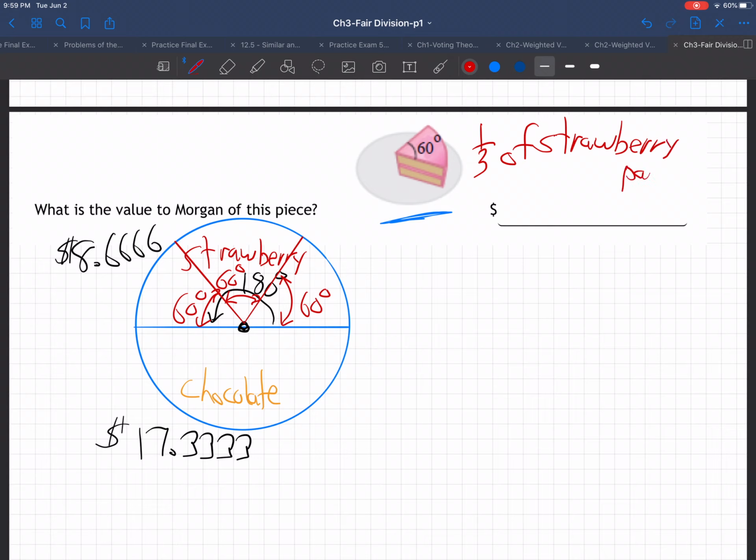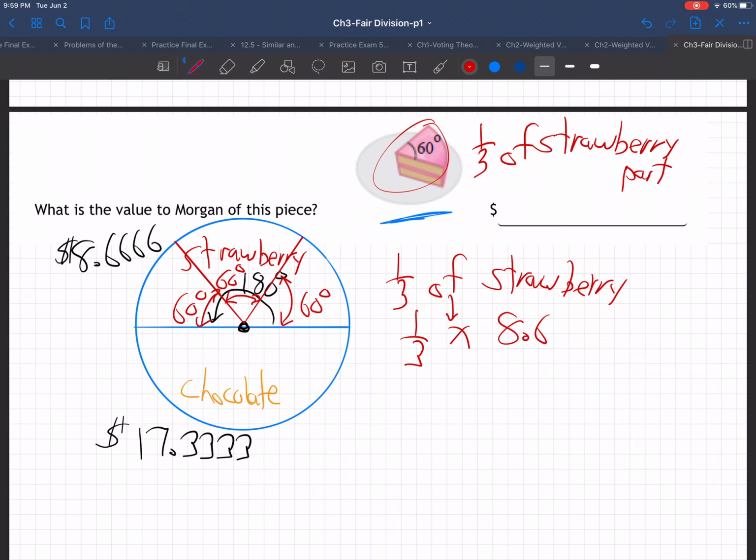Do you see that? Because the strawberry part is halfway around, it's 180, so that's 60, 60, 60. That 60-degree piece is basically 1/3 of the strawberry part. This is what it'll be worth to Morgan: 1/3. Now, what is "of" in math? It's always times. 1/3 of the strawberry part, which is 8 with 6s that go forever.